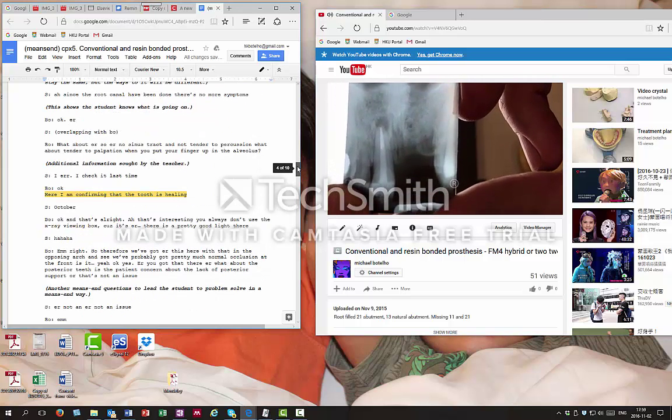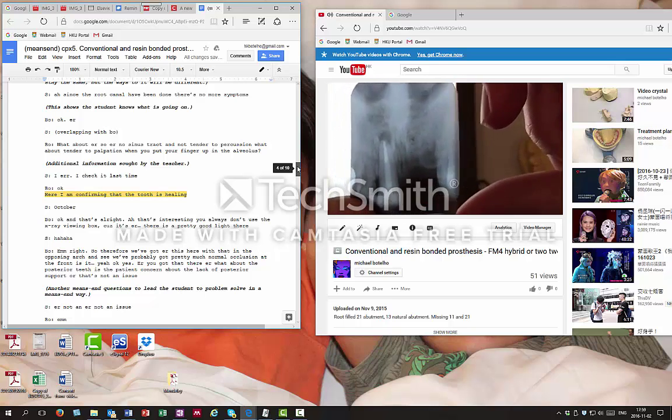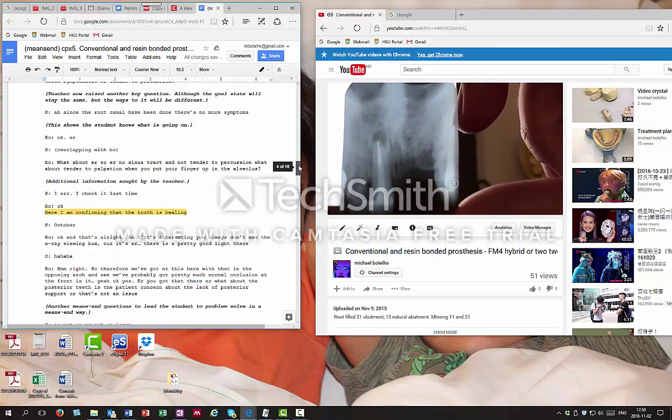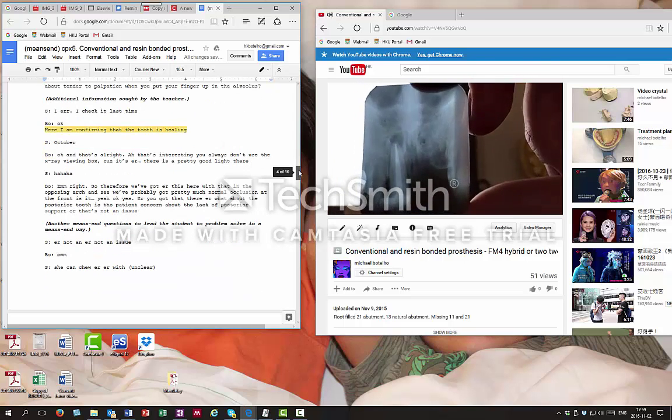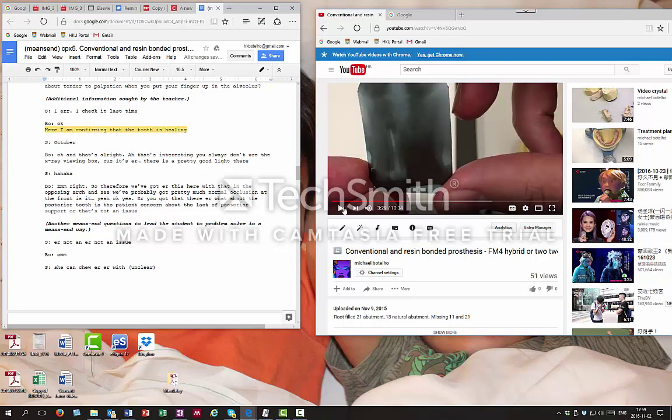Is the tooth symptomatic or tender to percussion? Since root canal has been done, there's no more symptoms. Okay, what about, no sinus tract, not tender to percussion. What about tenderness to palpation when you put your finger up in the alveolus? Checked last time in October. Okay. So I'm checking all the clinical things that he should have done, and he seems well prepared, and he's got that all correct.